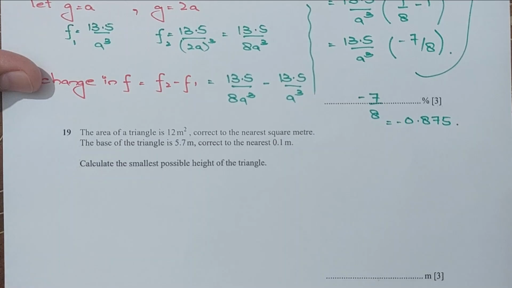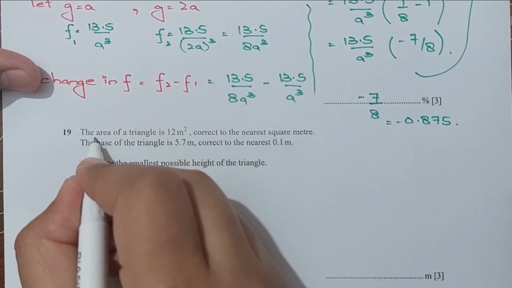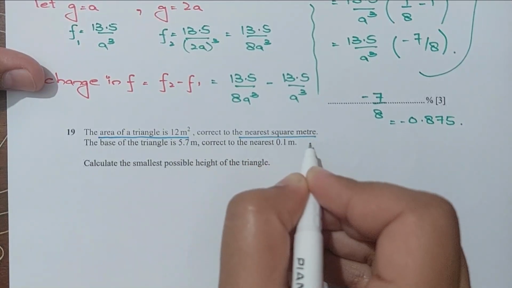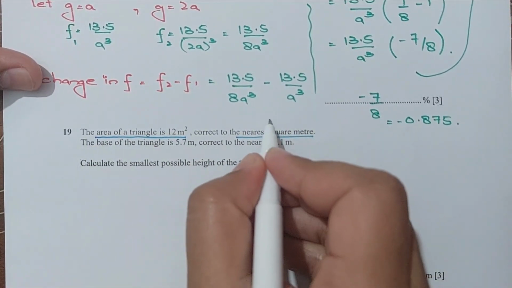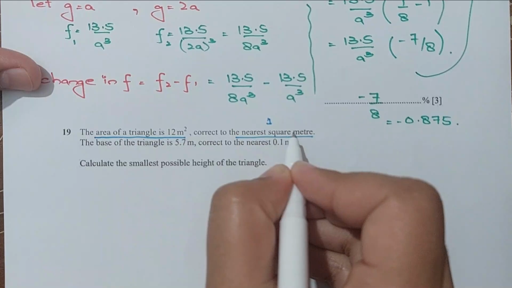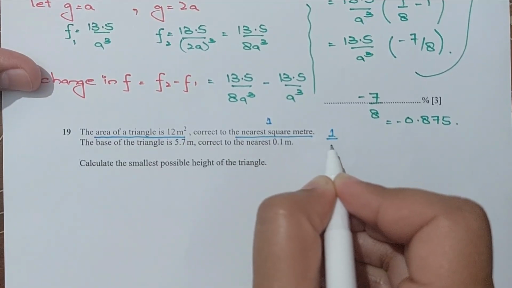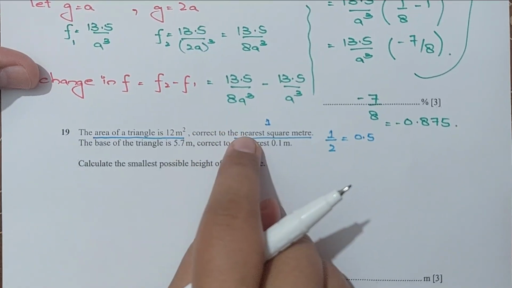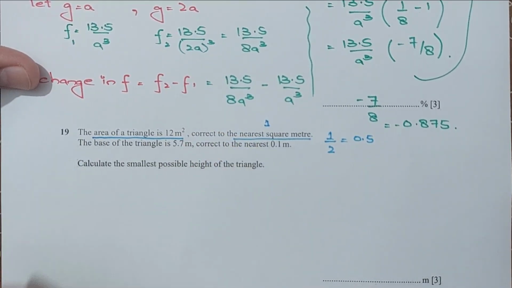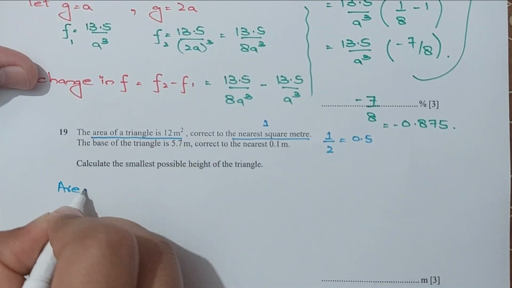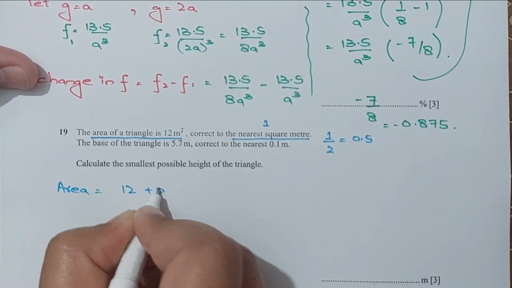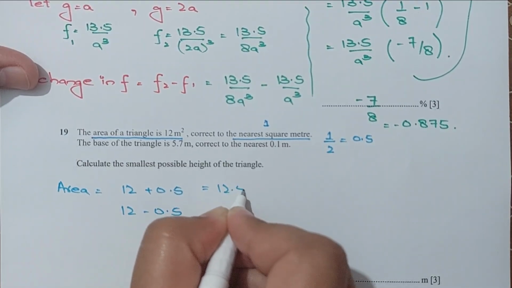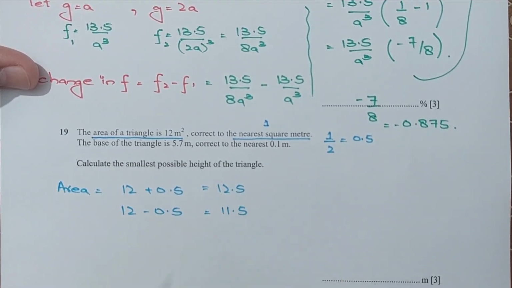Question number 19. The area of a rectangle is 12 meters square, correct to the nearest square meter. Correct to the nearest 1 square meter, so it is 1, and it is going to be divided by 2. This is 0.5. So correct to the nearest means we have to find the upper and the lower bounds. Since the area is 12, you have to add 0.5, and from 12 you have to subtract 0.5. This is 12.5 and this is 11.5.